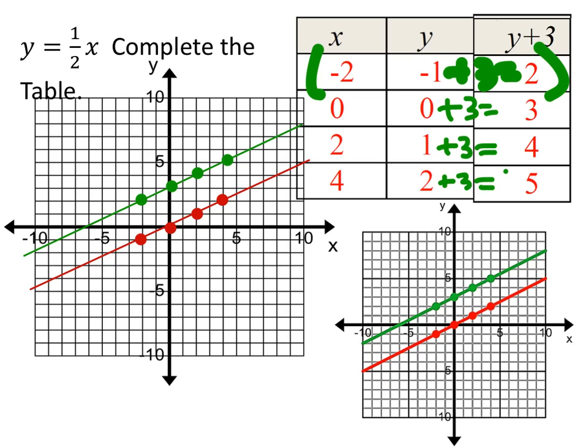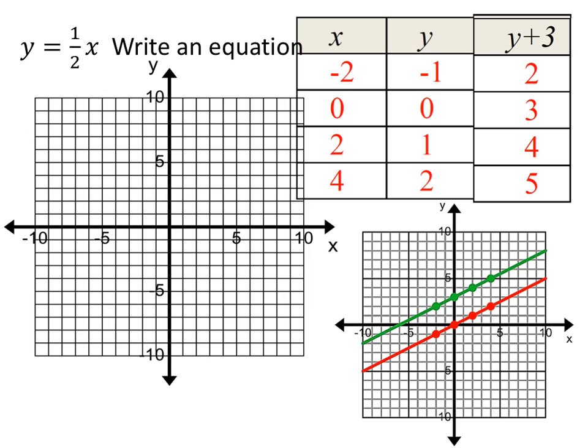Well, what do you notice about this? All we did is we took this red line right here, and we moved it up right here. See that? And if we wanted to, we could move it up 3 more, so that would be y plus 6, and then maybe y plus 9. But it's not, so we're just going to look at it like this.